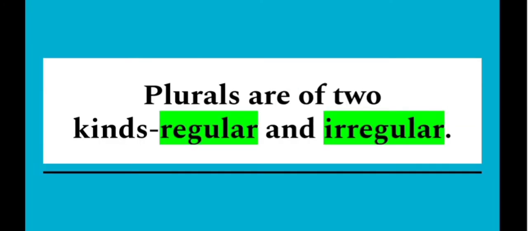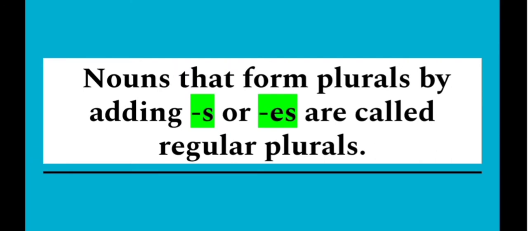It's about plurals. Plurals are of two kinds: regular and irregular. Nouns that form plurals by adding s or es are called regular plurals. If we add s or es to the nouns to make them plural, then they can be called regular plurals.